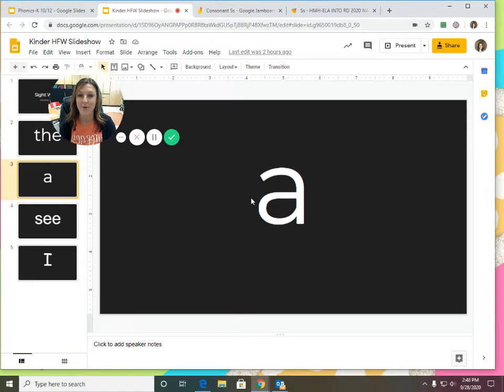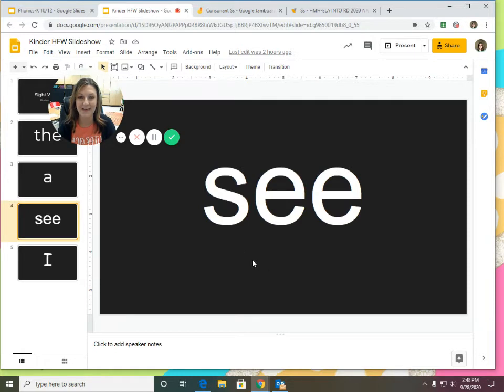A. When we're reading it in a book, we say A. So let's write that letter. Ready? And that word, A. Let's do it again. Ready? A, or when you're reading it in a story. Let's look at the next one.